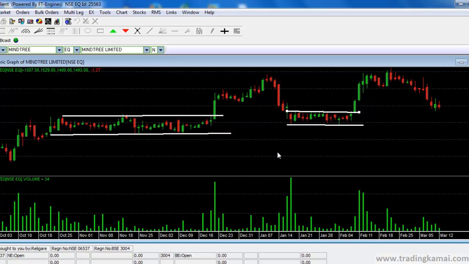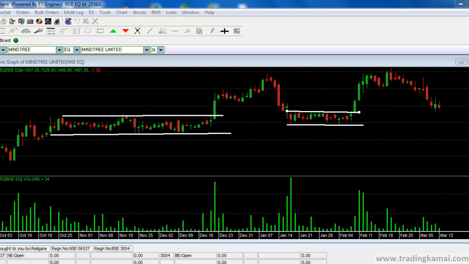So here is a chart of Mindtree from October till March 12 today. Okay, 12 is my birthday today, so it's still today, the lines I've drawn. Now that I've drawn the lines, let me start with some statements here.